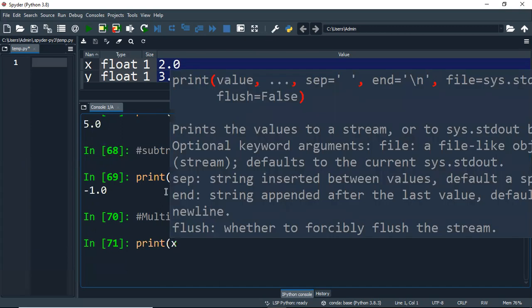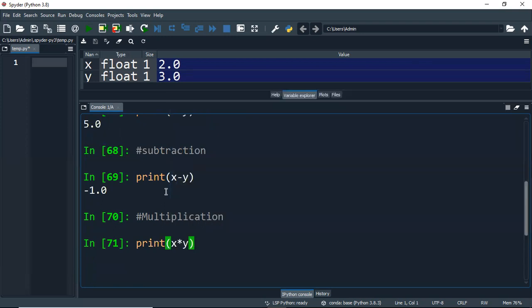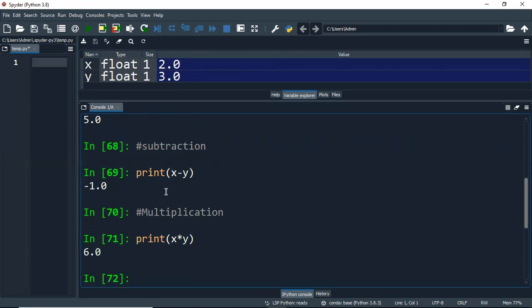Please try to recollect, guys, the difference between operator and operand. These are interview questions for freshers. So operator, operands, and expression. I'm just giving 3 multiplied by 2, and it gives 6.0. These are all arithmetic expressions. Since it uses arithmetic operators, we call the total manipulations arithmetic operations. Let me continue with the remaining ones.